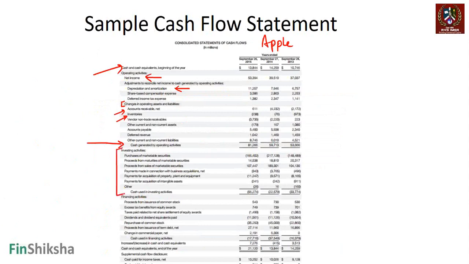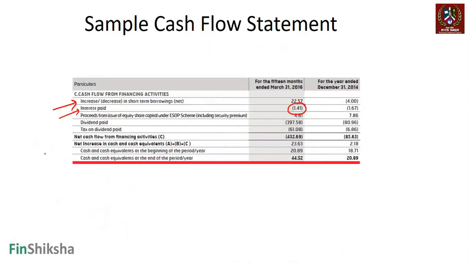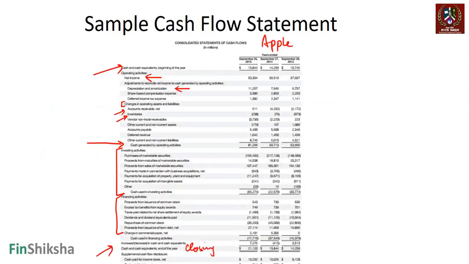Then you have your investing activities, and then you have your financing activities. Any kind of increase, decrease in cash and cash equivalents. This is your closing cash balance. Even in the previous one, you had cash at the beginning of the period, which is this number, cash flow during the period, which is this number. Combine the two, you get ending cash balance, right? That's how you basically arrive at the overall sample cash flow statements that we are looking at.